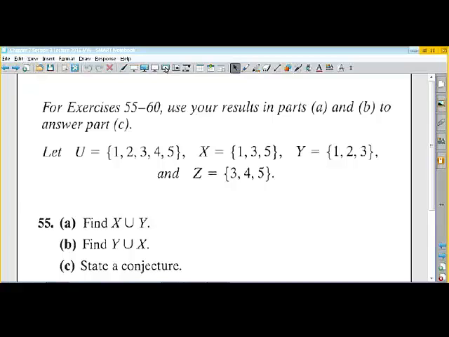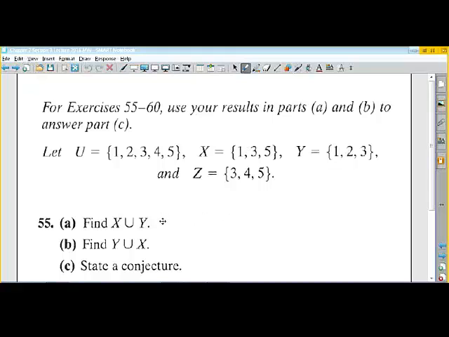So all you have to do in these problems is answer the questions for A and B, and then based on what you see as the results for A and B, make some kind of conjecture about the two. Usually, are they equal to each other? That's usually it: are the two statements equivalent to each other? So if we look at this, it says find the union of sets X and Y. So here are the two sets.